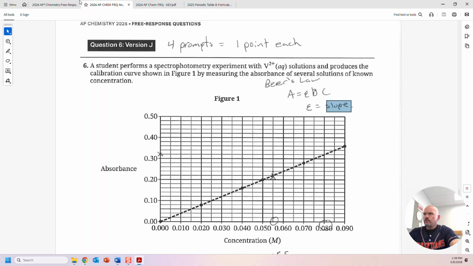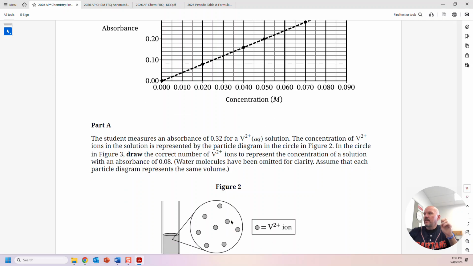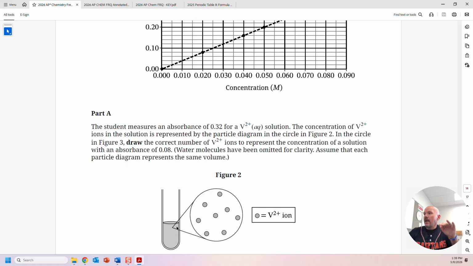All right. So the student measures an absorbance of 0.32, so that's this axis, of V2 plus. The concentration of V2 plus ions in solution is represented by a particulate diagram down here. So they're saying, okay, when the absorbance is 0.32, this is what the cross section of our solution looks like. It has 1, 2, 3, 4, 5, 6, 7, 8 ions in it.